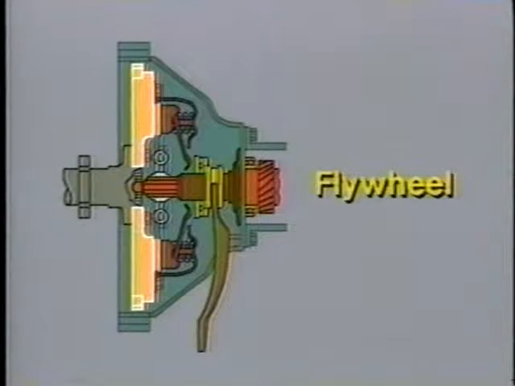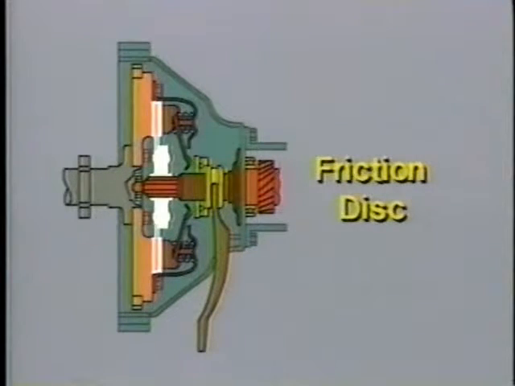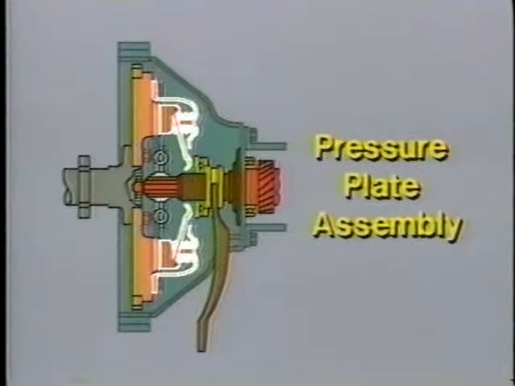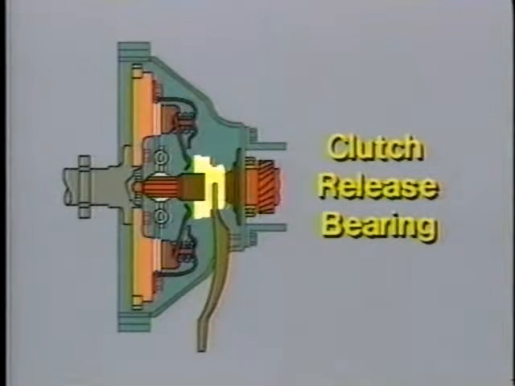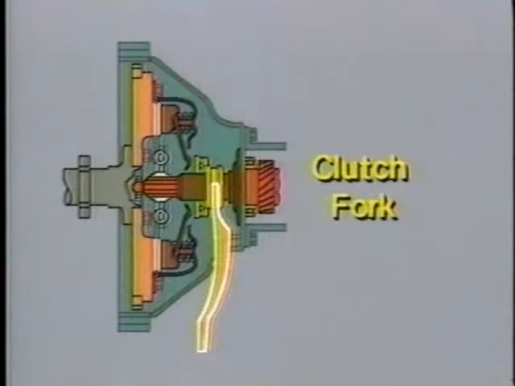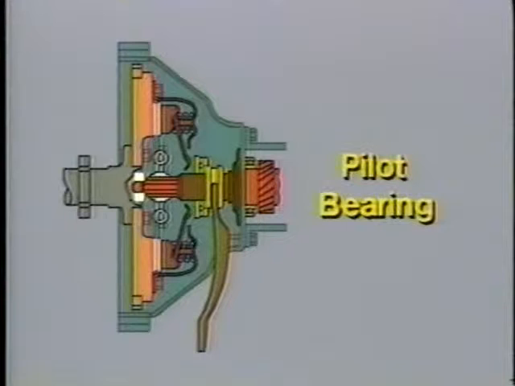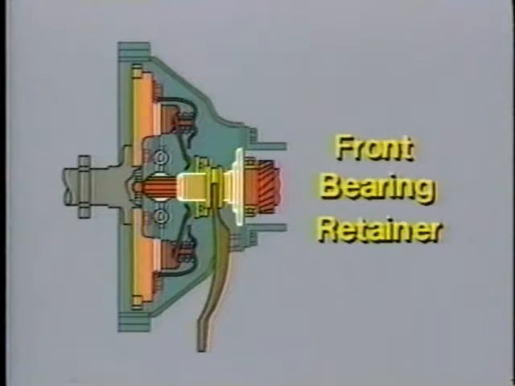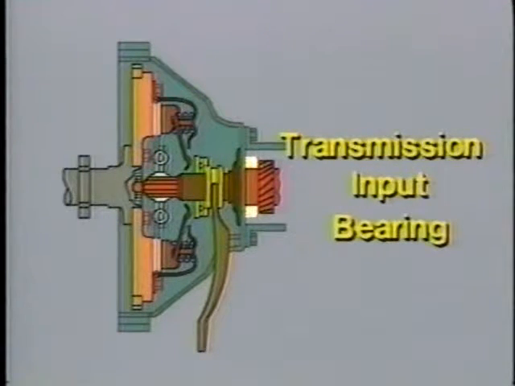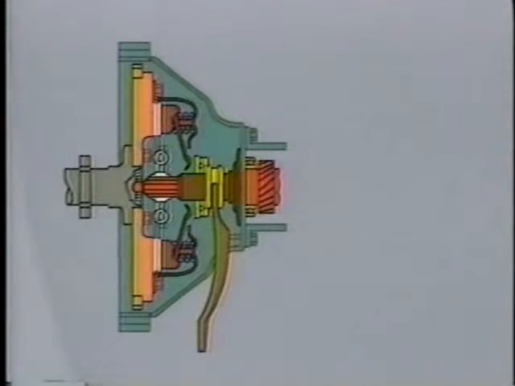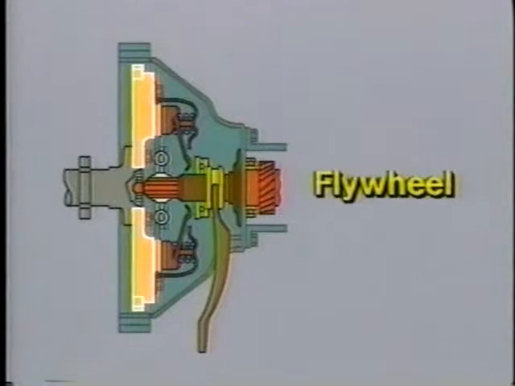A basic clutch system includes a flywheel, friction disc, pressure plate assembly, a clutch release bearing, a clutch fork, pilot bearing or bushing, a transmission front bearing retainer or quill, and the transmission input bearing.